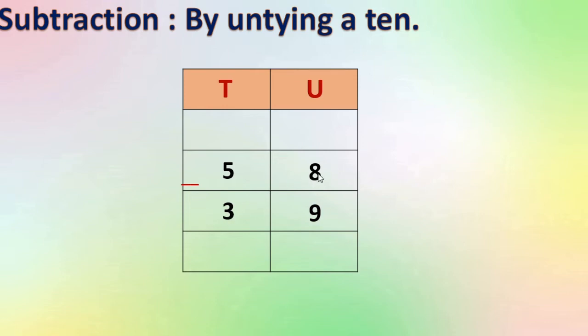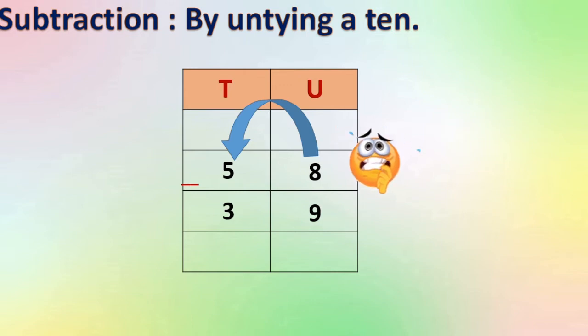Now dear children, here 8 is smaller than 9, so it is not possible to subtract 9 from 8, isn't it? So it is very tense. What to do? I have only 8 and I have to give 9. So what happens? 8 borrows from 5. It requests 5 to give 1 ten.